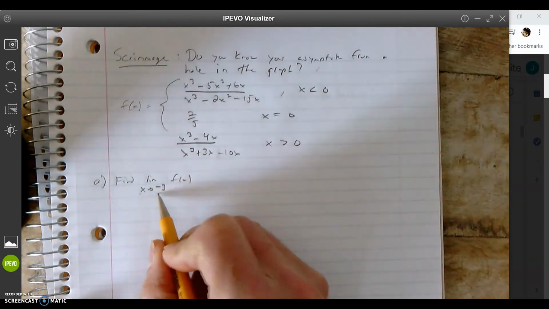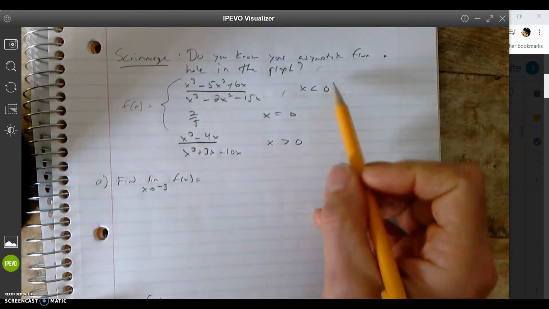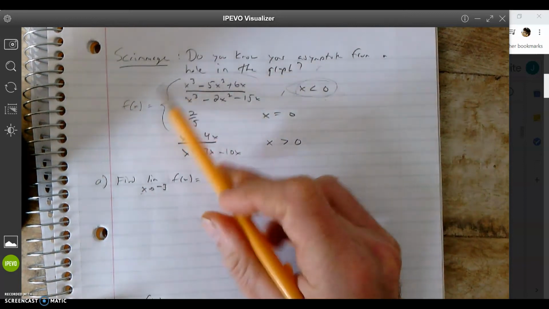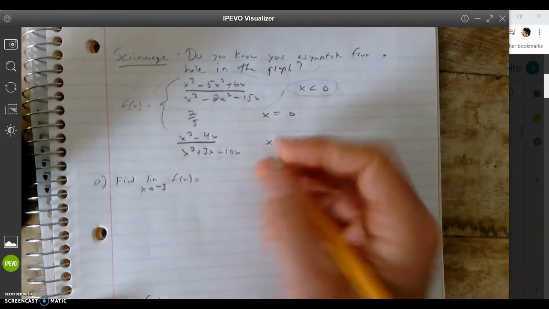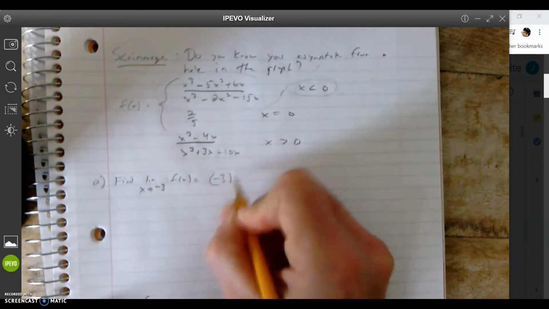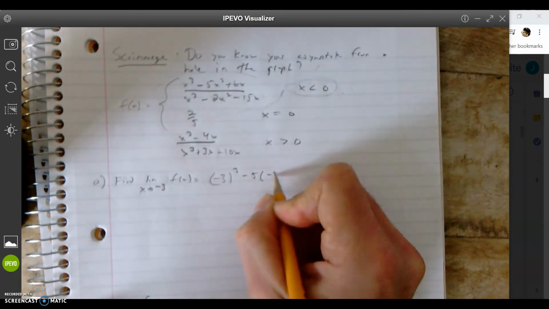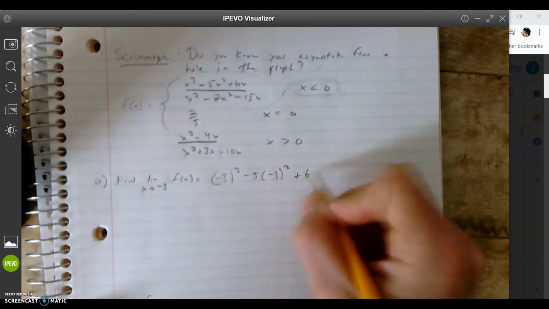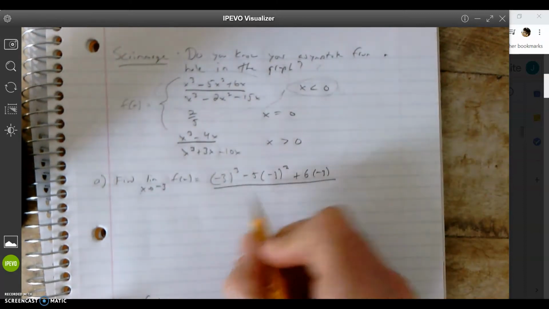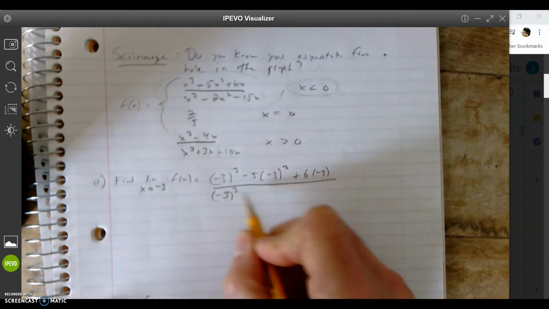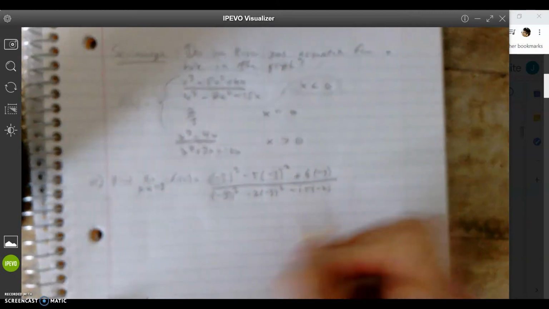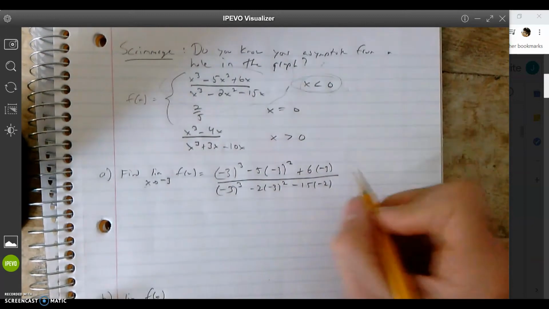And so the limit as x approaches -3 of f of x. So -3 is less than 0. So this is the part we're going to plug in, okay? So that's going to be -3 to the third minus 5 times -3 squared plus 6 times -3, divided by -3 to the third minus 2 times -3 squared minus 15 times -3. Sorry, -3, my bad.